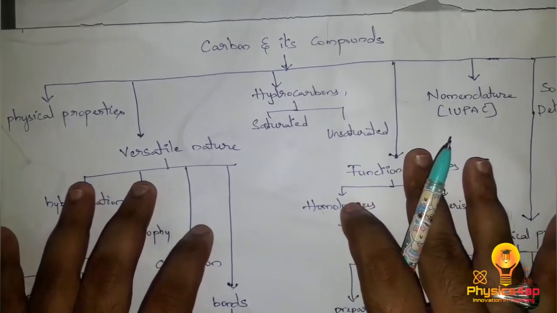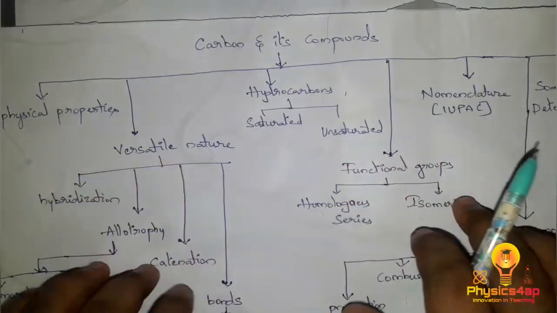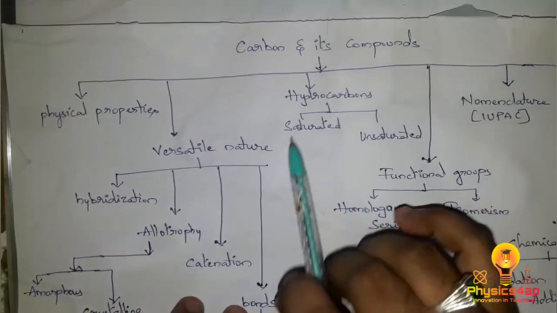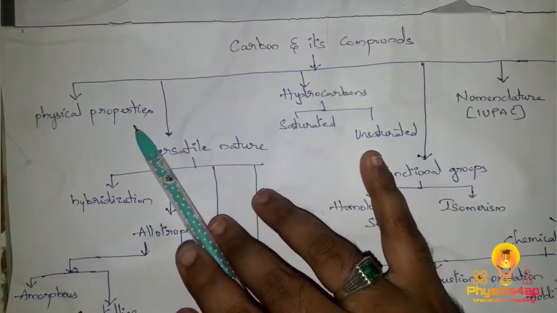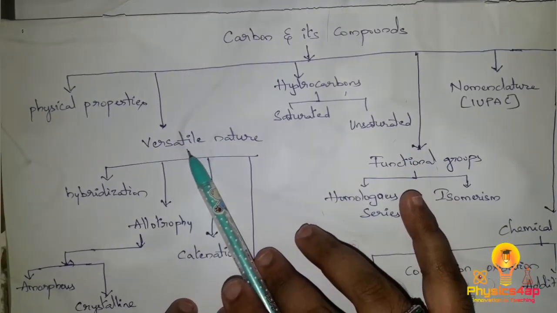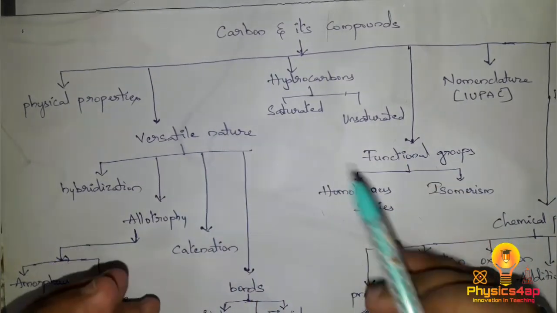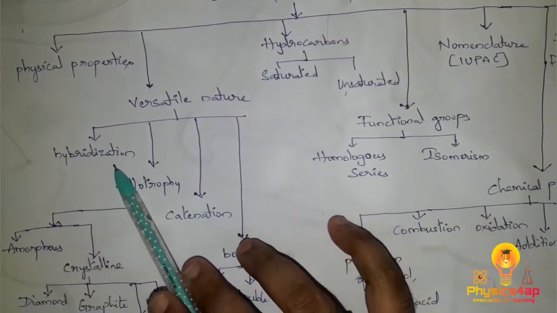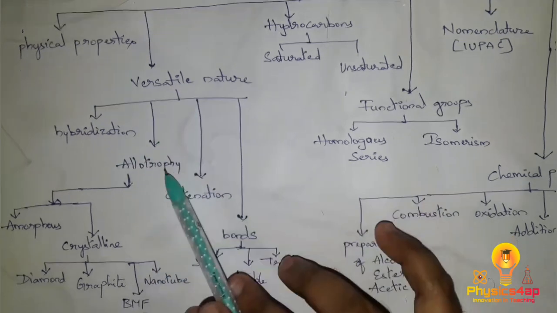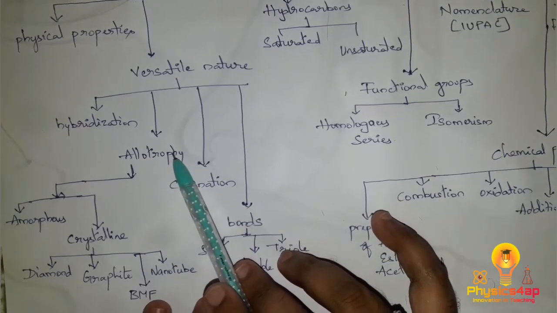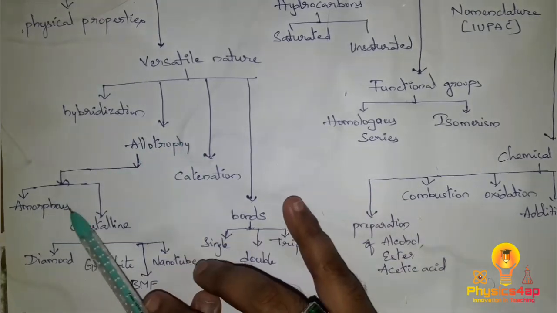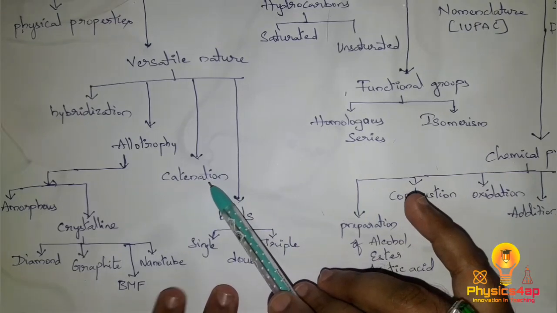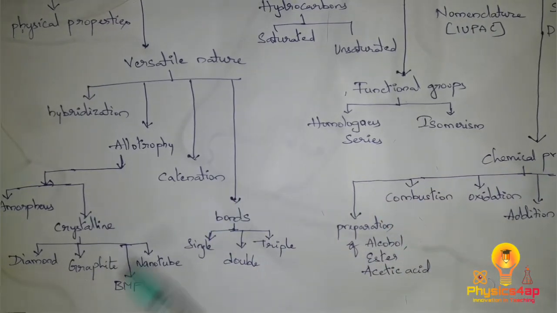This is the flow chart of the whole topic we are going to discuss. First we will discuss the physical properties of carbon, and next the versatile nature, that is, why carbon is so important. We will discuss hybridization first, and second allotropy, a property of carbon, in which we will discuss amorphous and crystalline forms. Next we will discuss catenation, which is called the linking or chain system.